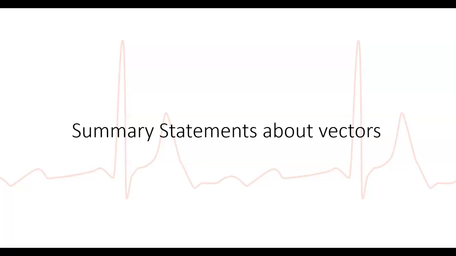Three, no net deflection occurs in a lead when the vector is moving perpendicular to that lead. Why? Because some of it is moving towards the lead and some of it is moving away, so it gives you a biphasic wave. You won't see a net deflection because we are moving partly one way and partly in the opposite direction. So you will not see a net deflection in a lead when the vector is moving perpendicular to that lead.